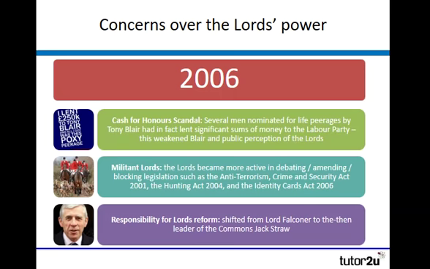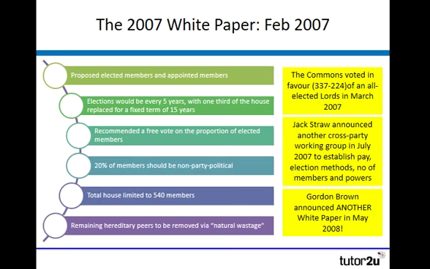So key pieces of legislation to be aware of here: the Anti-Terrorism, Crime and Security Act 2001, and the Lords were not big fans of that at all. The Hunting Act 2004, the government wanted to ban hunting, the Lords said no, and actually the Parliament Act was deployed on that particular occasion. And the Identity Cards Act 2006. At the time, responsibility for Lords reform shifted away from the House of Lords and Lord Falconer to the then leader of the Commons, Jack Straw. So in effect, the Commons trying to reassert a little bit of authority.